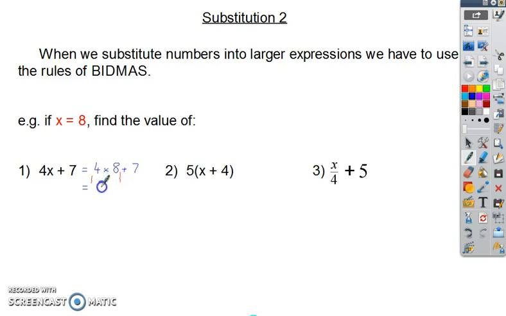4 times 8 is 32, and then we've got to remember to add the 7 onto the end of that. 32 add 7 is 39. That's where you'll get your tick.